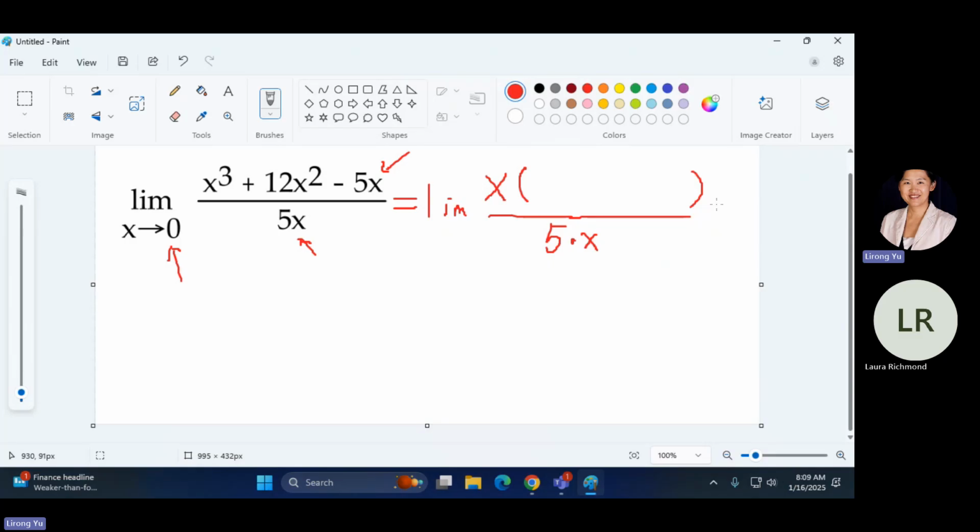X cubed means x times x times x. You bring one x out, you have 2x left. So we have a x squared on the inside. So we do the same for the rest. The 12x squared, bring the x out, you have 12x left because one of the factor x is out. And the last term, if you get the x out, you have a -5.